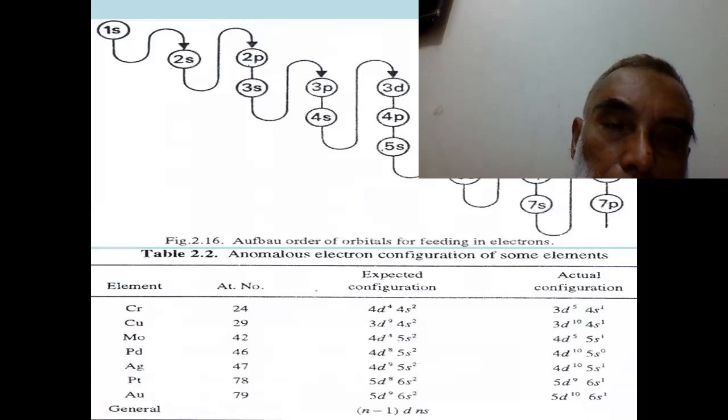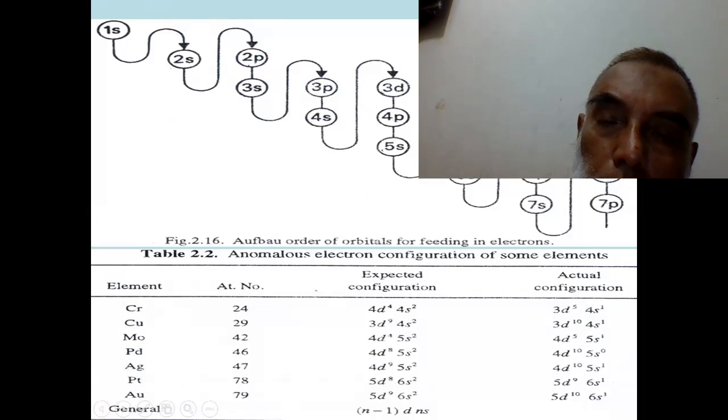This is the Aufbau principle for 1s, 2s, 2p, 3s, 3p, 3d, 4s, 4p, 4d, 4f, 5s, 5p, 5d, 5f, 6s, 6p, 6d.